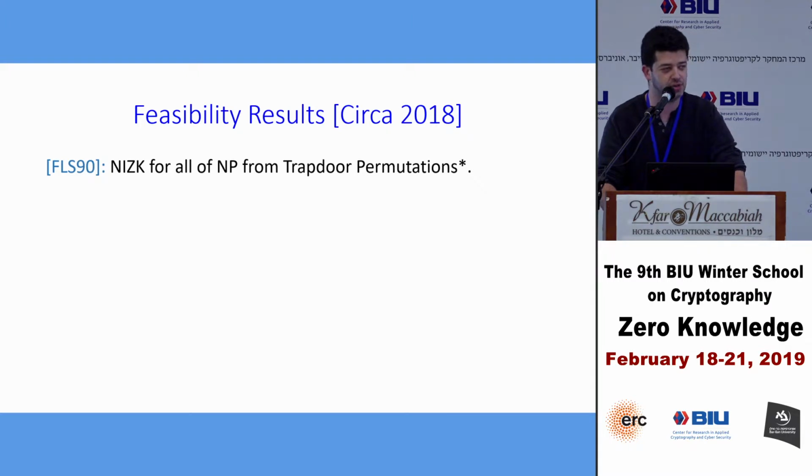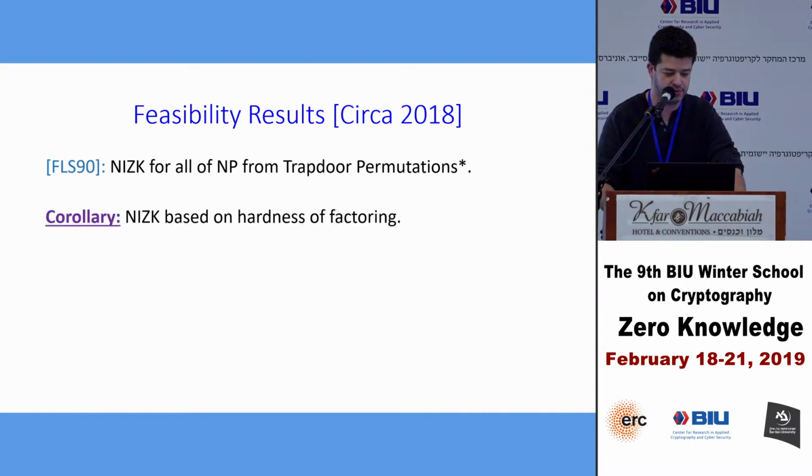So again, this textbook construction, which is what we're going to see, is a beautiful result due to Feige, Lapidot, and Shamir from 1990, which gives NIZK, non-interactive zero knowledge, for all languages in NP, based on a computational cryptographic assumption called trapdoor permutations. The star there is that we need certain variants of trapdoor permutations. We'll talk about that a little bit more later, but basically from trapdoor permutations. So really, anything that you can prove at all, you can prove non-interactively with zero knowledge based on this assumption. It's a pretty amazing fact.